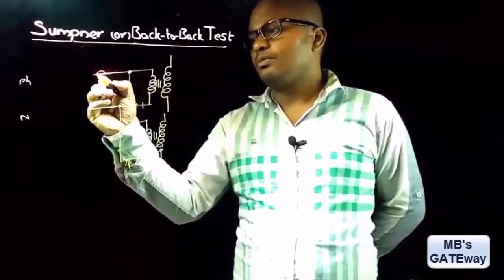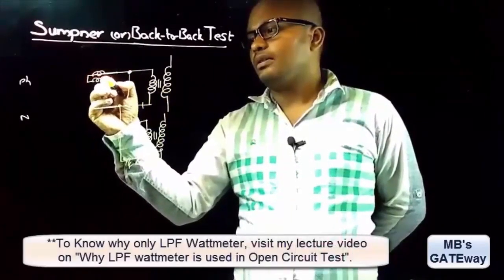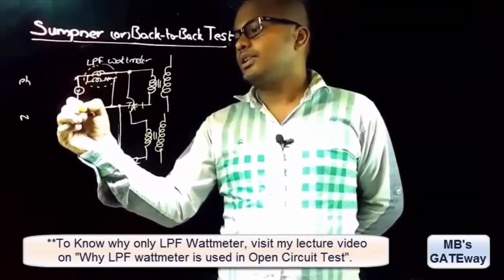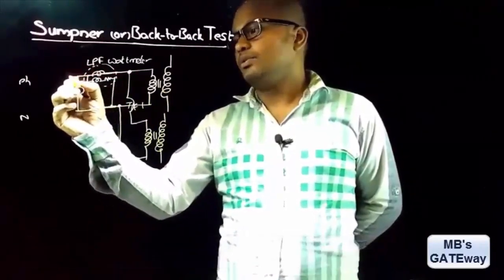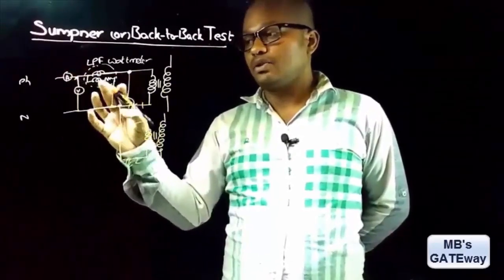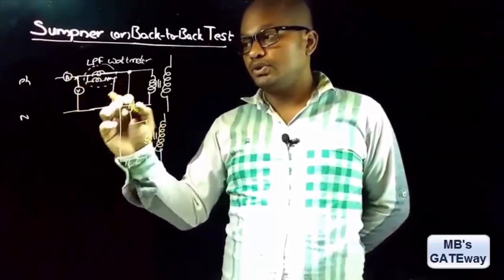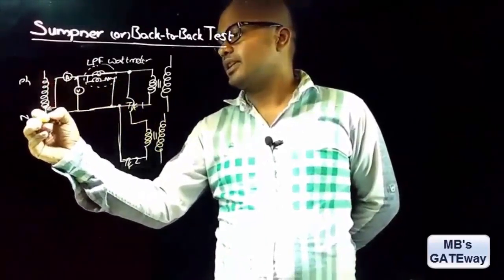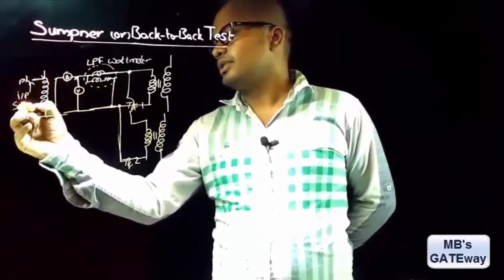And to measure the input power, we are connecting an LPF wattmeter, to measure the input voltage, we are connecting a voltmeter, and to measure the input current, we are connecting an ammeter. And this total circuit is receiving power through a single phase variac, means this is the single phase variac and this is the input AC supply.